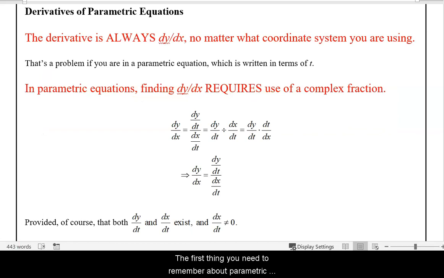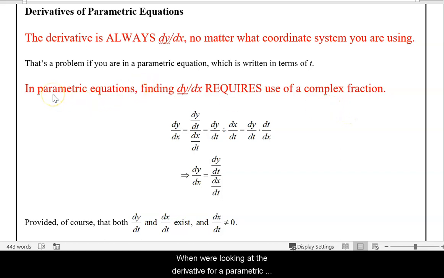The first thing you need to remember about parametric curves, and in fact that you need to remember even if you're working in polar coordinate systems or even spherical coordinate systems, is that the derivative is always, without exception, dy dx. In other words, the derivative is defined on a rectangular coordinate system to be the change in y with respect to the change in x, and it doesn't matter what coordinate system you're using. If you're in a parametric equation, which is written in terms of t, this could cause a little bit of a problem. This requires us to use complex fractions and the chain rule later on.